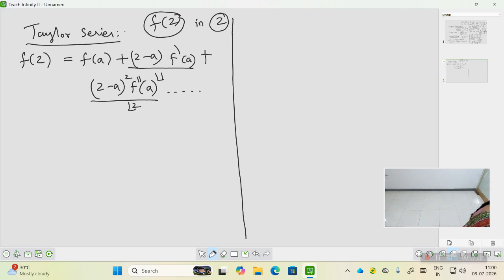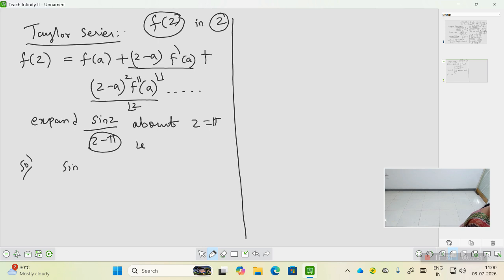Now under this Taylor series I'll give one problem. Expand sine z divided by z minus pi about z equal to pi. Okay, I'm going to transform something because directly I can't do the problem. So I'm going to take z minus pi as t. So z minus pi as t means what will be the value of z? Pi plus t. Divided by z minus pi, which is t. Sine of 180 plus theta is minus sine t. So minus sine t divided by t.